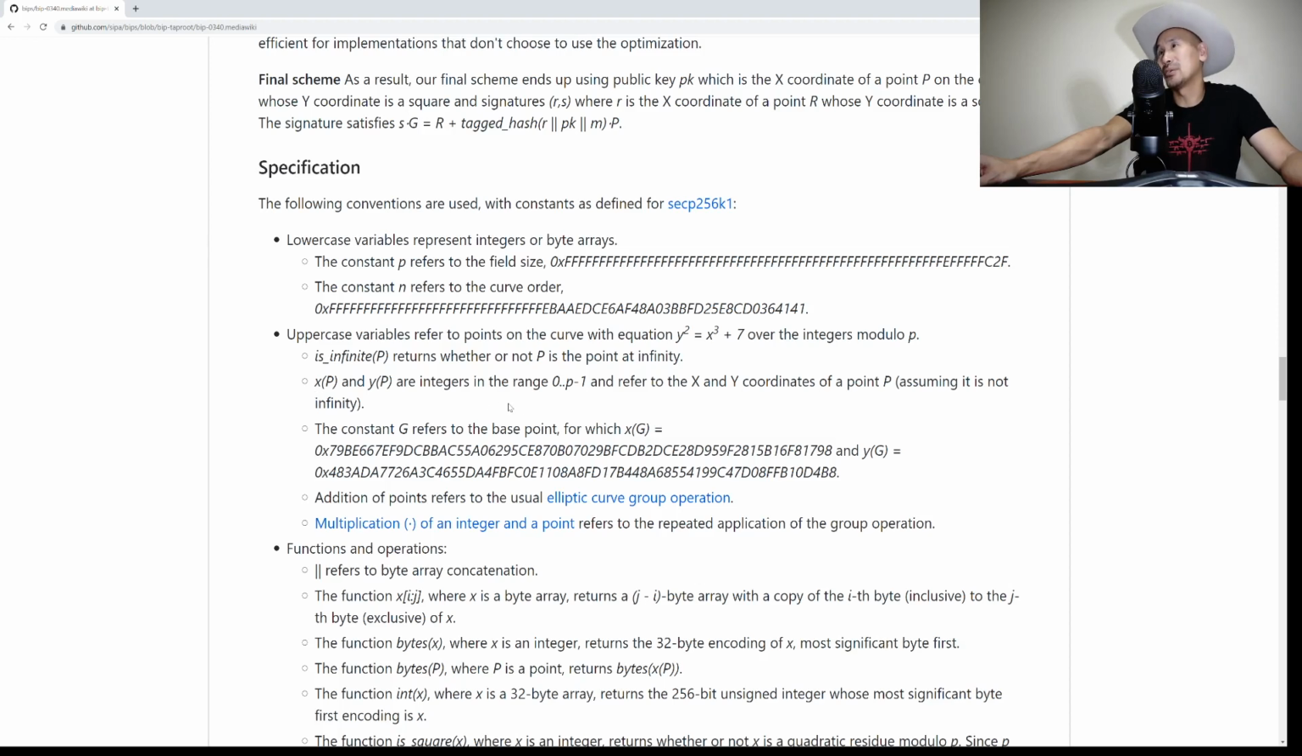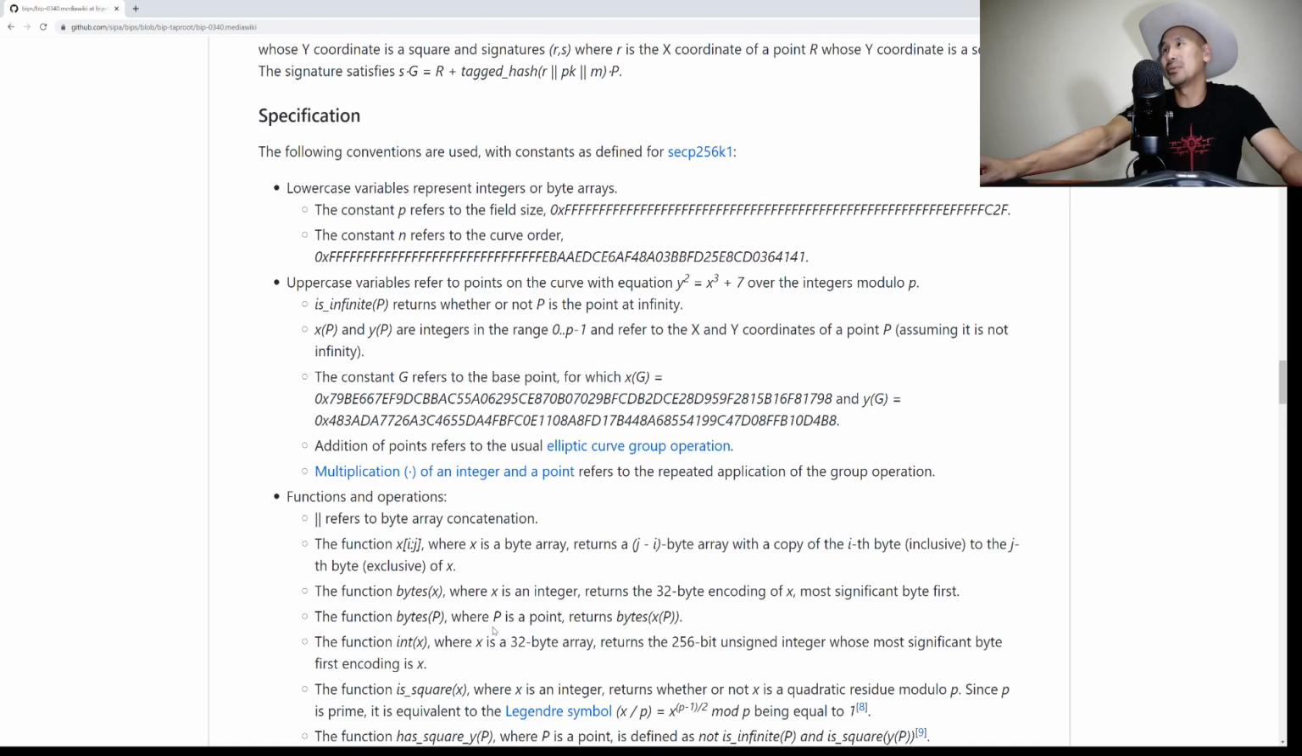X of p and y of p are integers in the range of 0 to p minus 1 and refer to the x and y coordinates of a point p. So every point has an x and y coordinate, and this is what you would also call the affine coordinate system. The constant g refers to the base point for which x of g is this and y of g is this. So g is the generator point. You could basically choose any generator point. Andy Polstra has told me exactly how they're generated. I forget exactly why, but there is a nothing up my sleeve way of generating the generator point.